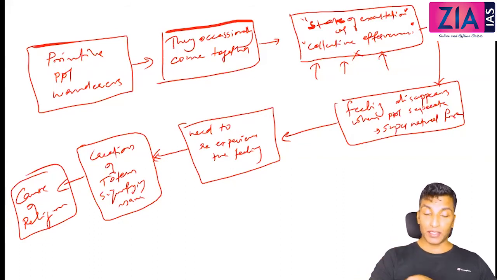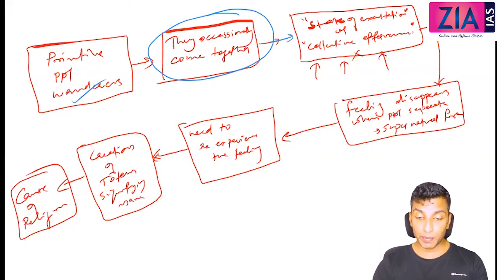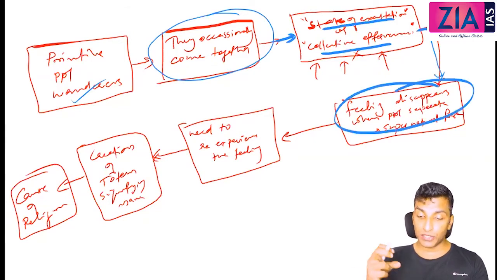I repeat, this is how he explained the cause. Primitive people were wanderers, and they occasionally came together with some purpose, basically to exchange things that they had collected. They will feel very happy, they will celebrate, they will sing, they dance, all those things will be there. That Durkheim explained in terms of state of exaltation or collective effervescence, and this feeling will disappear when they are separate. And they explain this feeling in terms of some supernatural force which was present at that time where they met, and they want to re-experience the feeling.